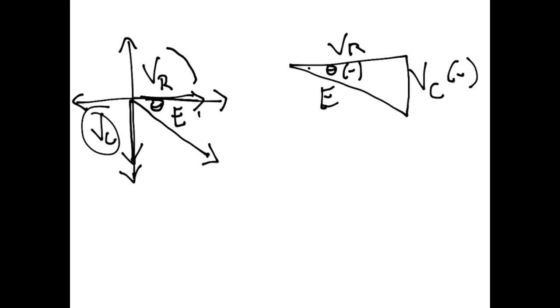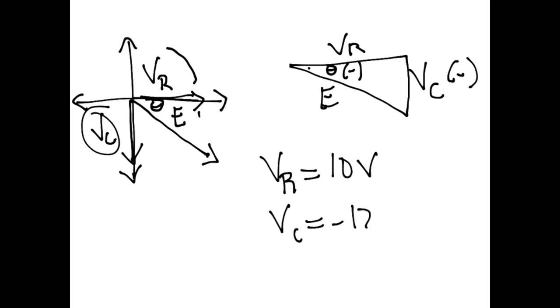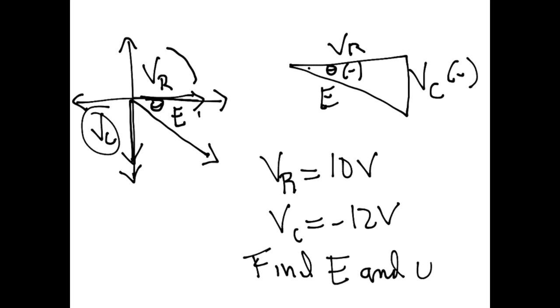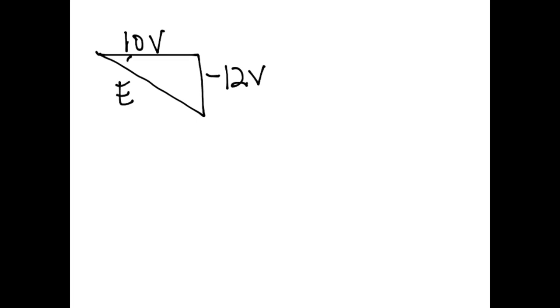So if we have an example where, let's say, V sub R is 10 volts, V sub C is negative 12 volts, and we want to find E and theta, let's draw our triangle. We know this is 10 volts. This here is negative 12 volts. And I'm looking to find E and theta.